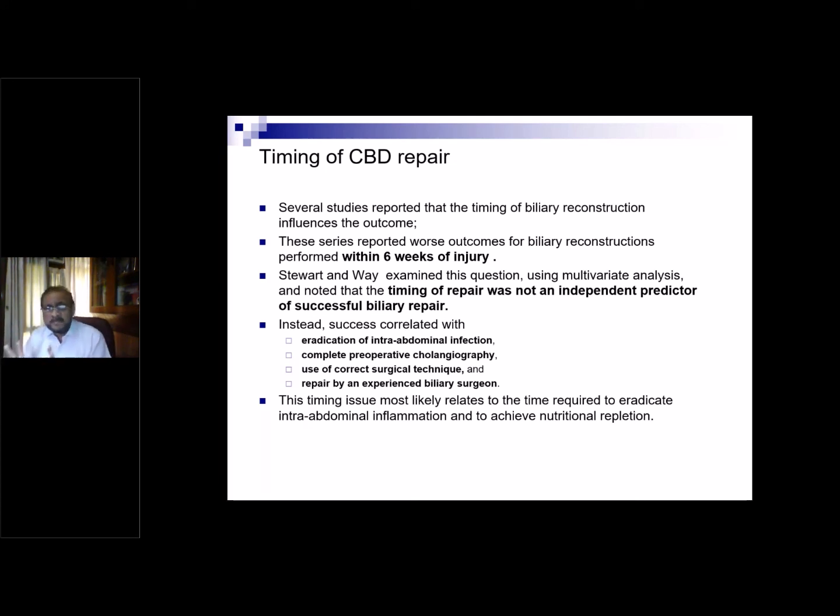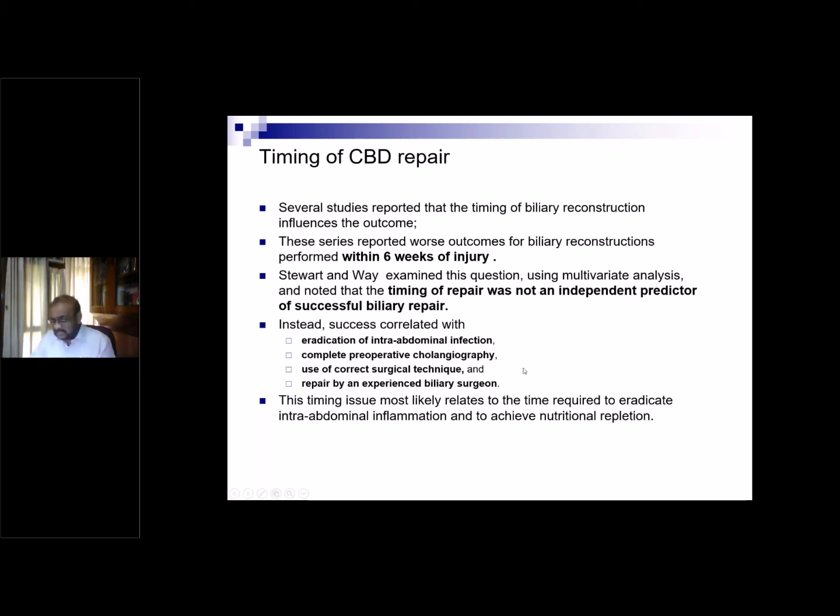So timing of the CBD repair, when should you do it? Studies reported worse outcomes when performed within 6 weeks of injury. So we had mentioned 6 to 8 weeks. That does not hold too much water. Why? The timing of the repair was not an independent predictor of successful biliary repair. It's not only the timing. So what else is related to the timing? Number one, eradication of intraabdominal infection, complete preoperative cholangiogram, which you can do with MRCP, correct surgical technique, and repair by an experienced biliary surgeon.